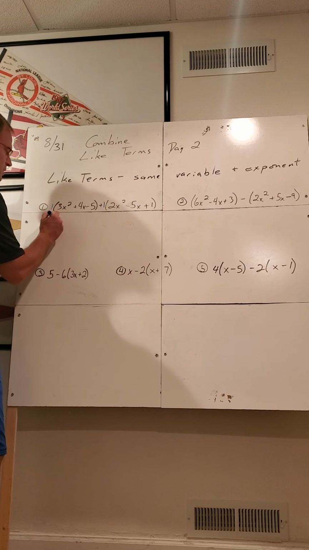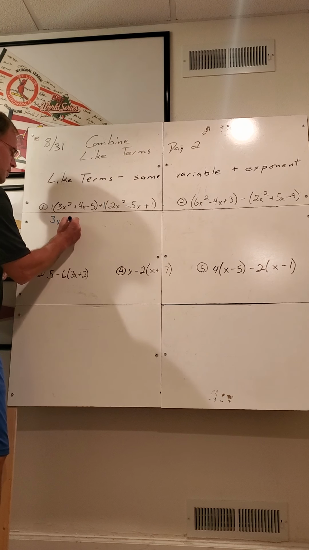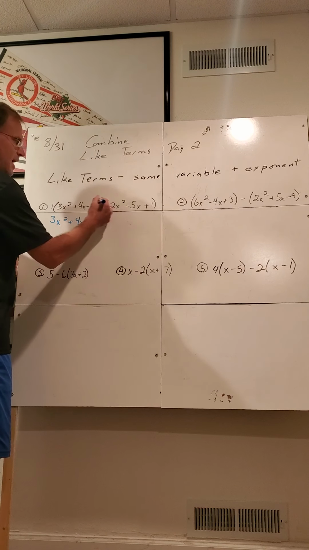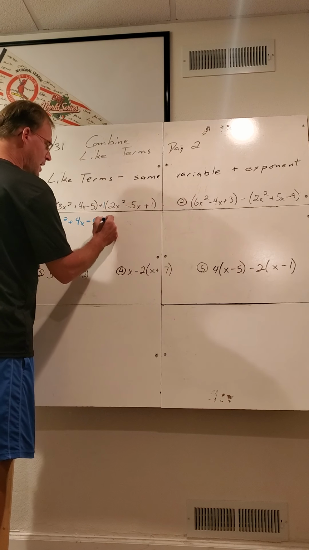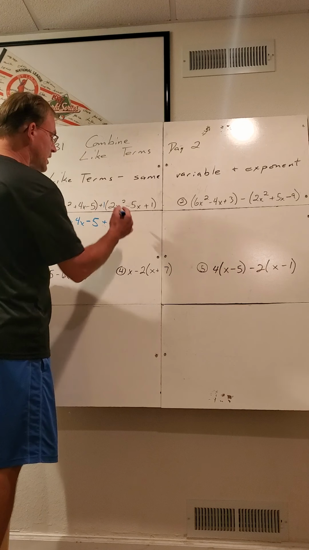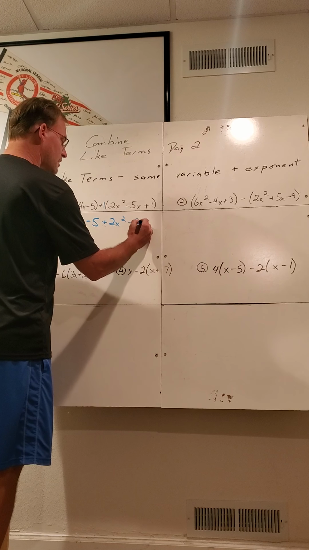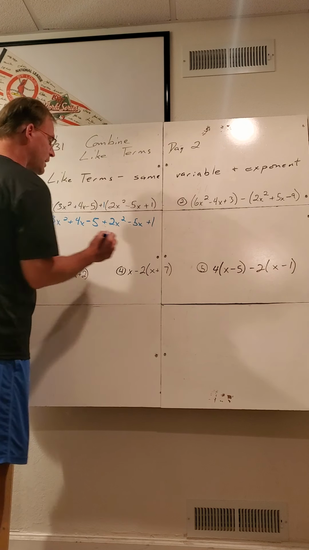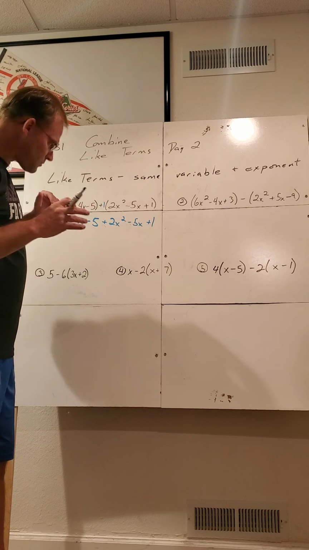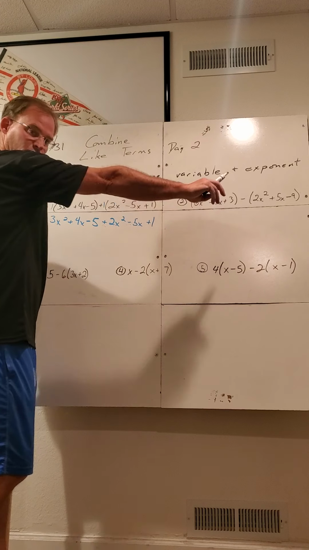This times this is 3x squared plus 4x minus 5. I take my positive 1, I distribute that, and I get plus 2x squared, because multiplying by positive 1 doesn't change anything, minus 5x plus 1. Now, instead of having 2 polynomials, we've got one giant problem.